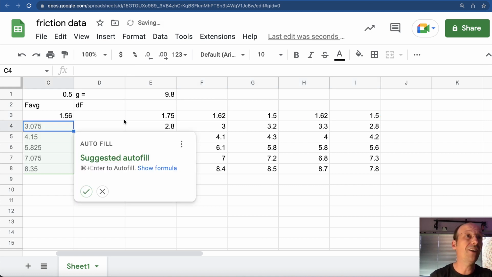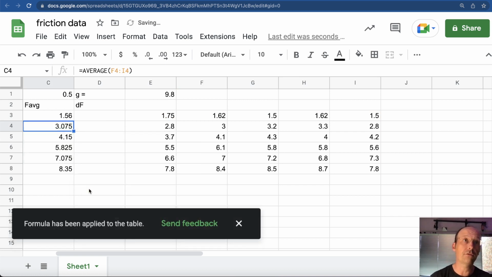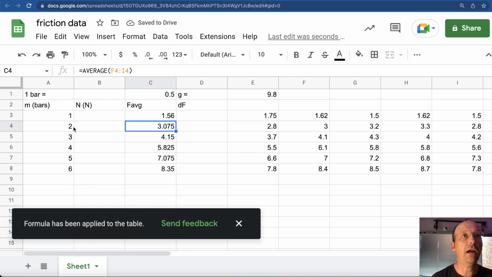And it gives me the average. And also it says, hey, I think I know what you want to do. Google does this and it says, do you want me to just finish it for you? Because I see what you're doing. And I'm like, yes, do that, please. So then I have the average force for all of those.